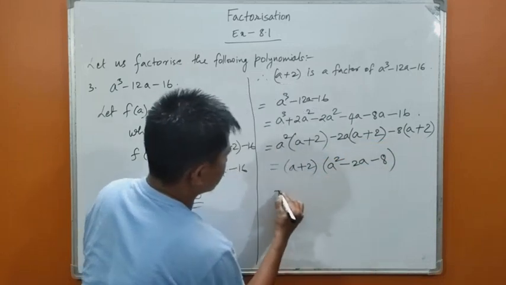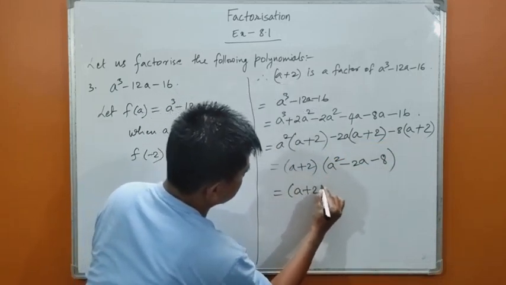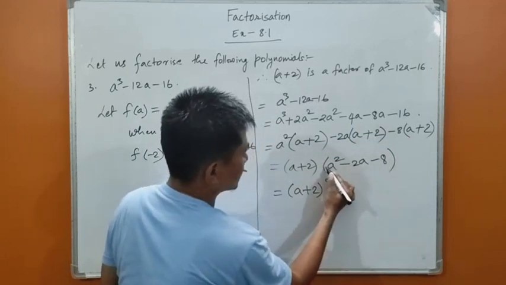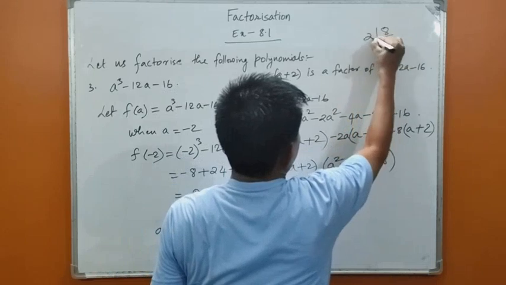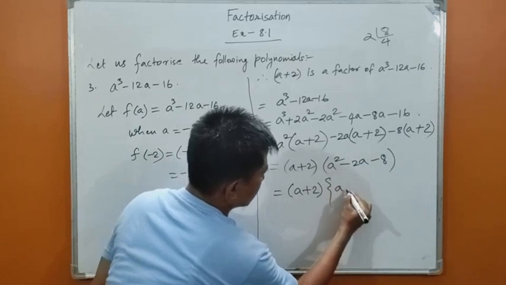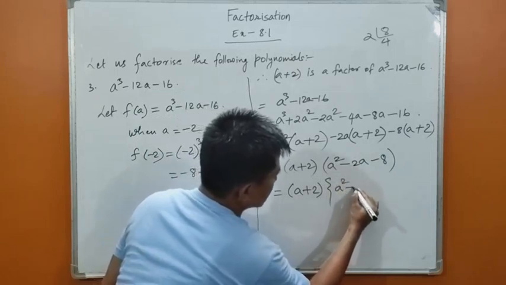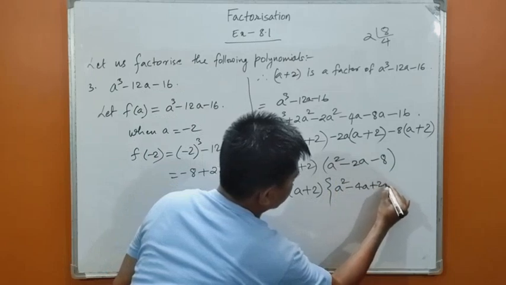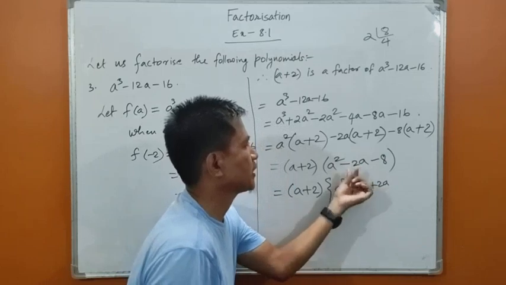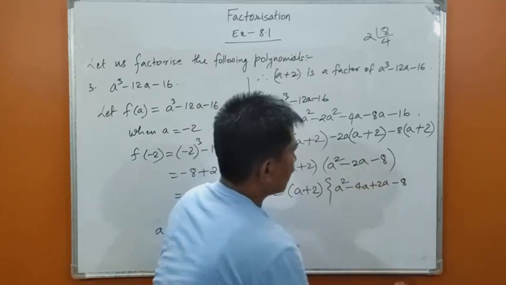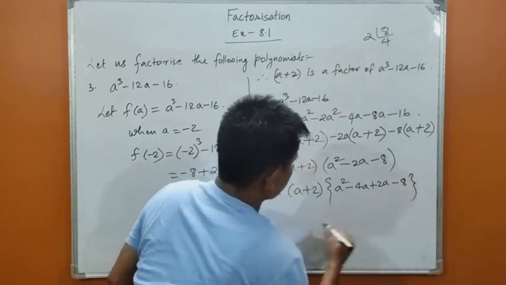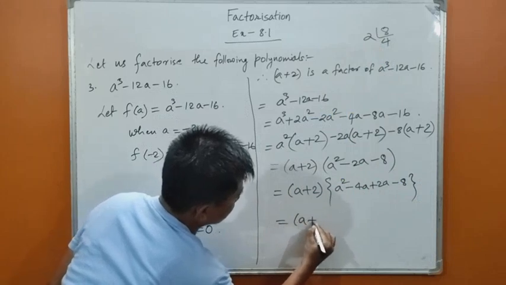Okay. Now a plus 2. Let us factorize this. Middle term factorization. 8 1s are 8. 2 4s are 8, isn't it? 4 minus 2 gives this 2. So a square can be written as minus 4a plus 2a. Minus 4a plus 2a is minus 2a, isn't it? And this is minus 8. How did I get this minus 4a and 2a? 4 and 2, this number.